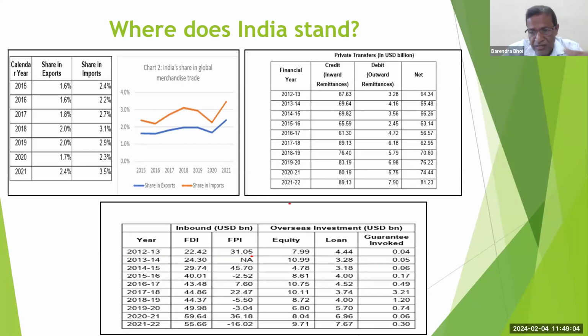In the services account, particularly unilateral transfer, private transfer, India is receiving a lot of transfer. That's why demand for rupee might be rising. Remittance for FDI, for capital flow, but not necessarily in the merchandise trade account. But it is rising. Since it is rising, probably we have a potential to internationalize our currency.